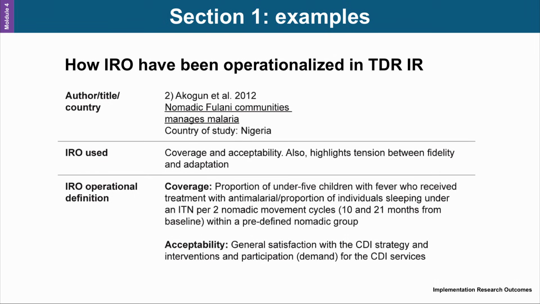Coverage in the study was defined as the proportion of children under 5 with a fever who received anti-malarial treatment, as well as the proportion of individuals under insecticide-treated nets per 2 nomadic cycles within a predefined nomadic group. Acceptability in this study was defined as general satisfaction with the community-directed intervention strategy and the two evidence-based interventions consisting of treated nets and malaria treatment, as well as the demand for evidence-based interventions in the community.